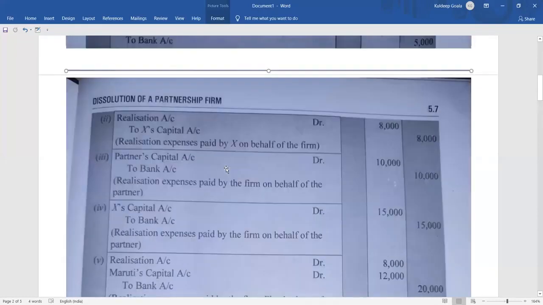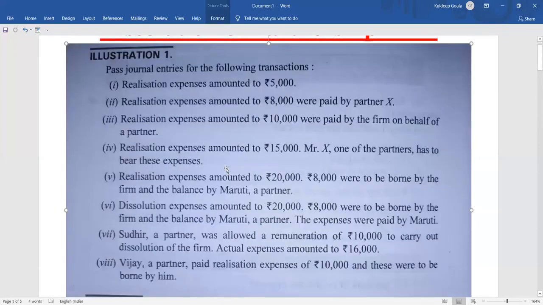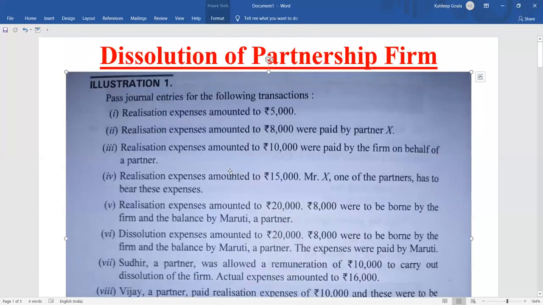Okay, this is a very important question. This question is a composition of all the realization types of expenses, realization expenses, and the types that may arise. Okay, please go through it nicely and practice this type of sums from your book. You can refer to your exercise for that.